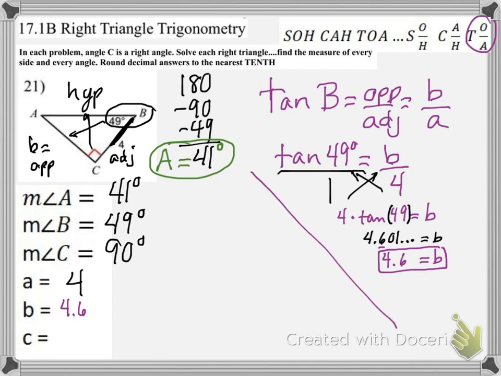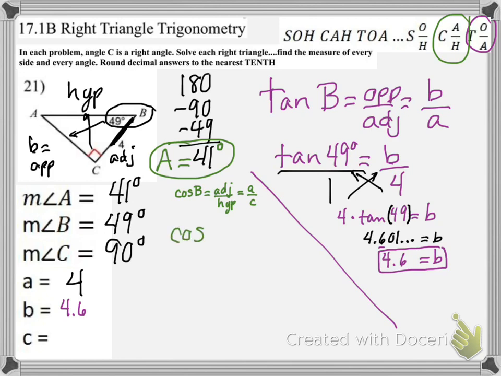One more to find, part C. Let's see what we can do with C. C is a hypotenuse. I know the adjacent. If I know the adjacent and I know the hypotenuse, I'm going to be using cosine. Cosine B equals the adjacent over the hypotenuse. In this case, the adjacent is A, the hypotenuse is C. Those are the parts I'm going to be working with.